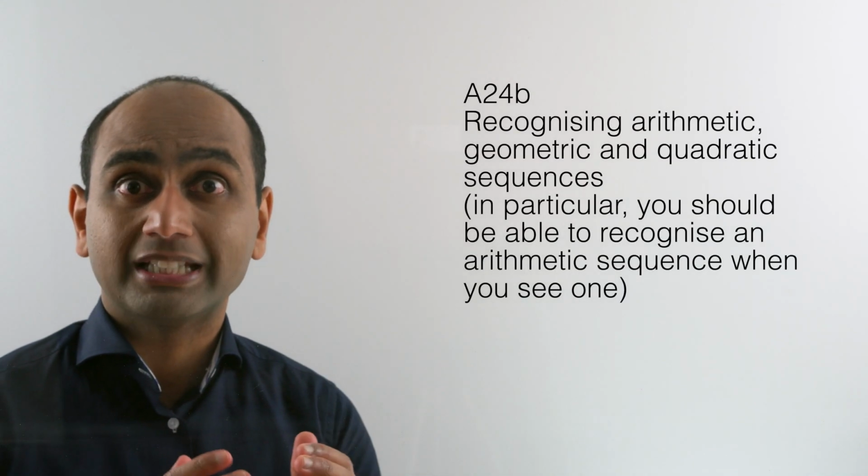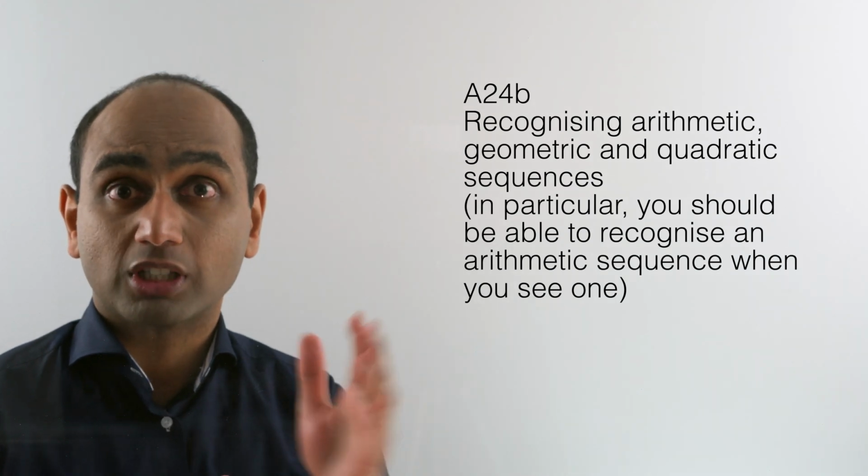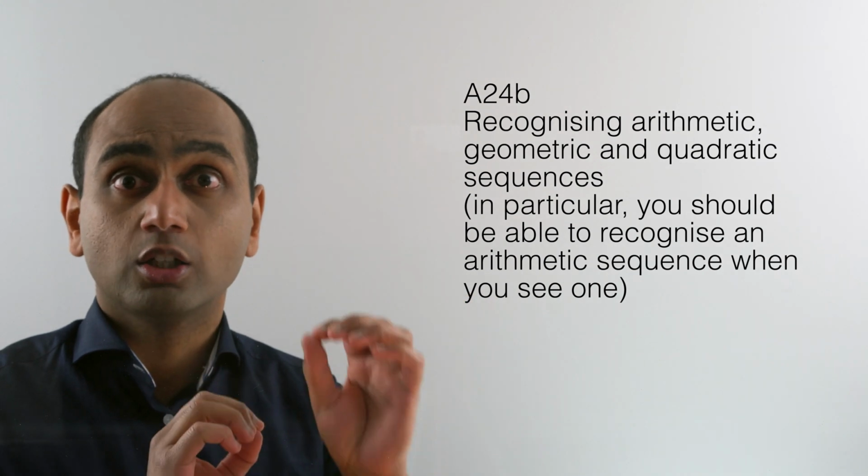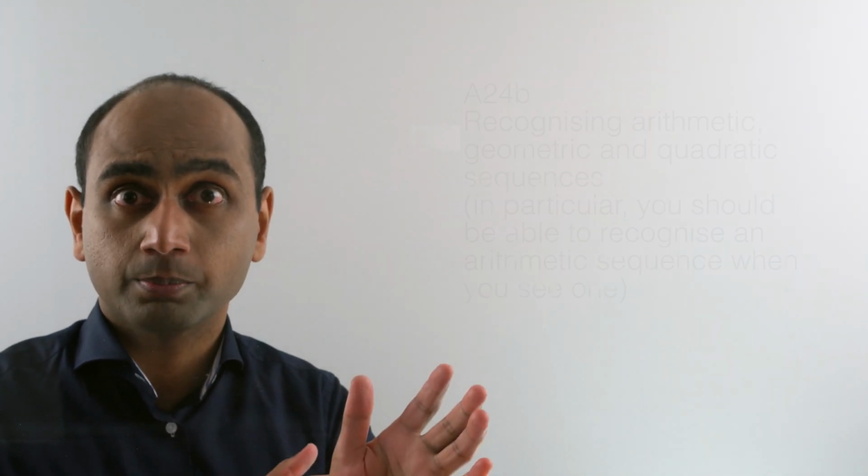In this video, we're going to be looking at finding the nth term of an arithmetic sequence. Before watching this video, you need to be really comfortable with two topics. The first one is topic A24b, which is all about being able to identify special types of sequences, which includes arithmetic sequences. So you really need to understand what they are and know how to recognize them.